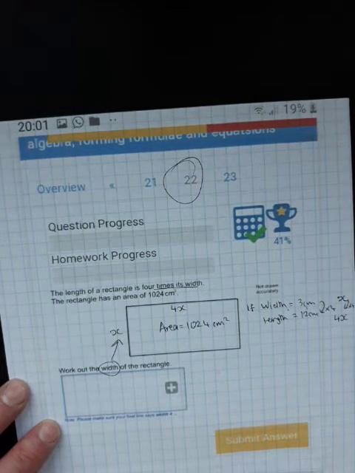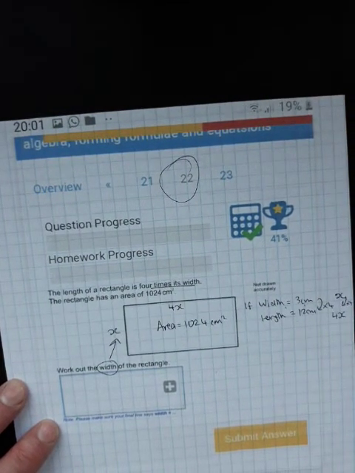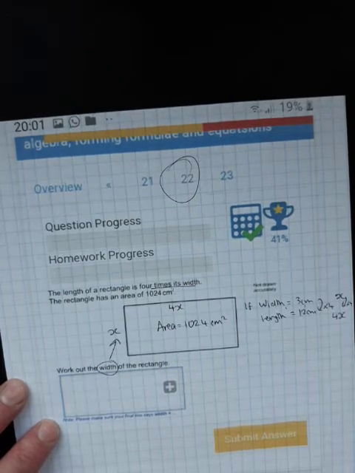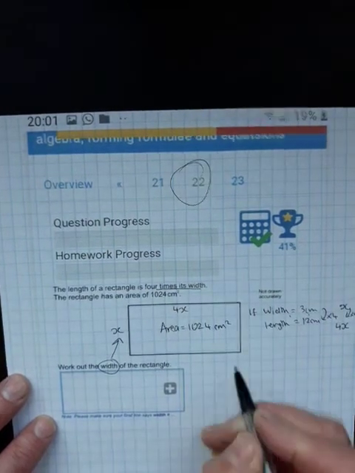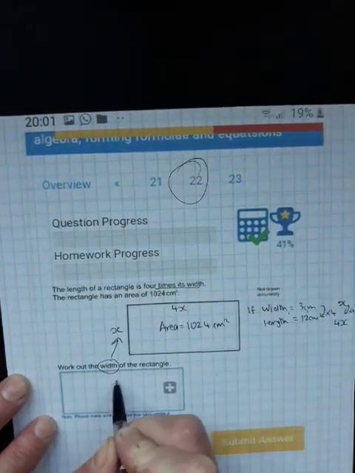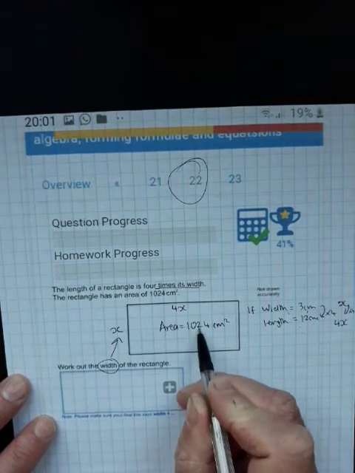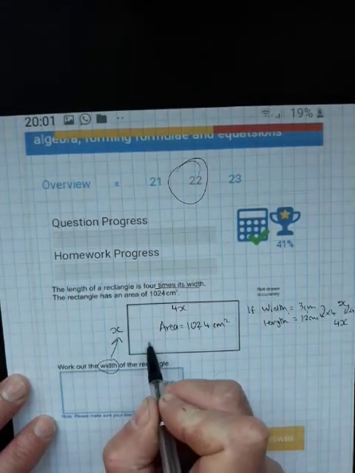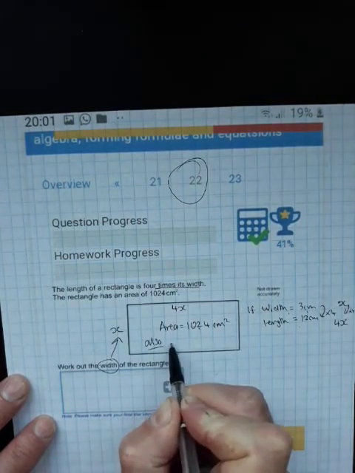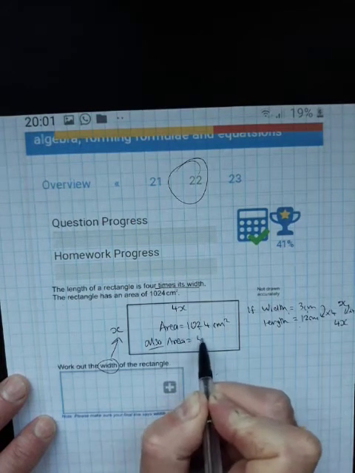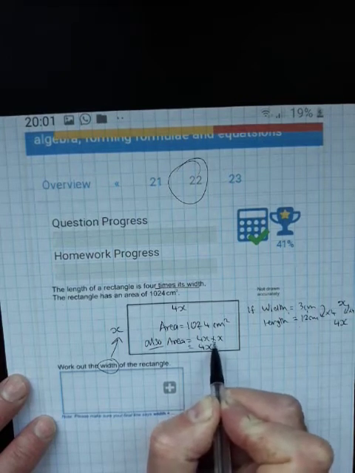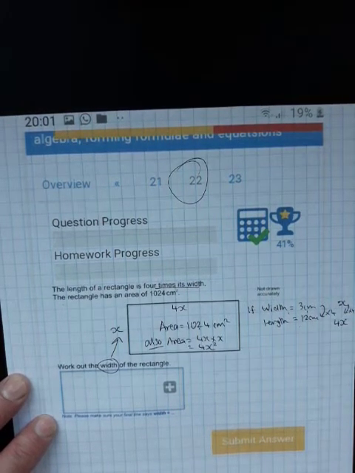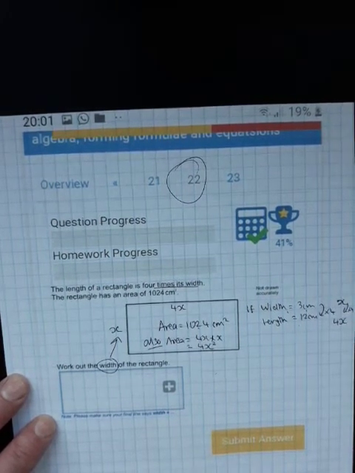It's a bit more of a problem-solving way of trying to solve a problem with algebra. People say, oh, why do we use algebra? This is the sort of thing where we start using it in this way. So, area. 1,024 is the area. How else could the area be achieved? Area is equal to 4x times x, which hopefully from your simplification work, that's 4x squared.